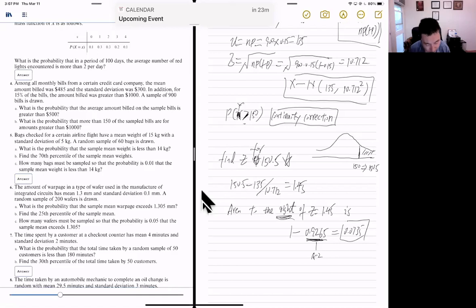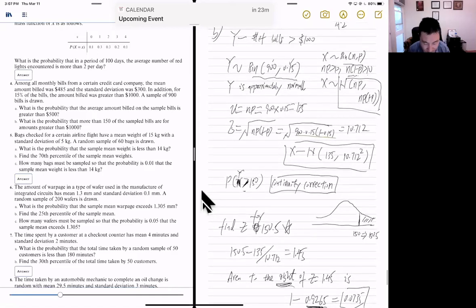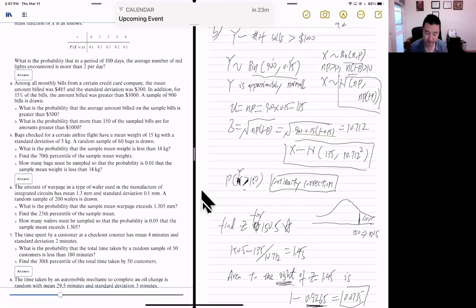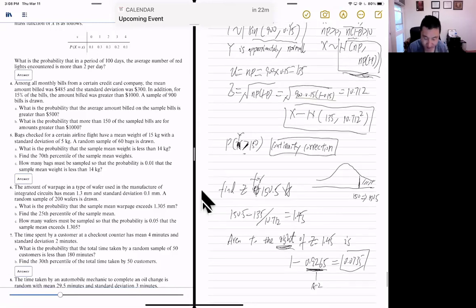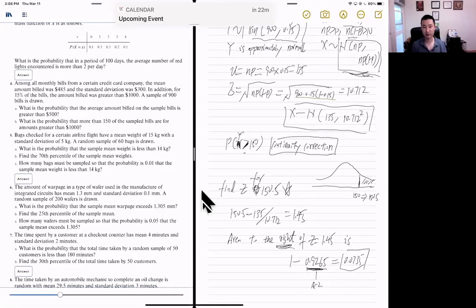Okay, so this part B for question number 4 is a little tricky, because first of all, we need to figure out if it follows a binomial distribution, and then we use the central limit theorem to transfer that to a normal distribution. And then finally we use continuity correction to do the little adjustment. I will say probably this is the most complicated question for chapter 4. So go back to digest the information here.